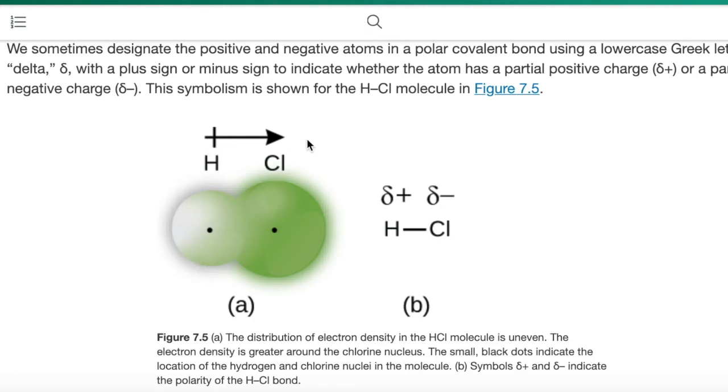You can draw an arrow pointing towards where the electrons are more likely to be found, and then with a little plus on the other end to show that there's an absence of electrons here. So this is also a very common way to show it. Another way is to use this lowercase delta, the Greek lowercase delta, meaning that there's a little bit of something. So there's a little bit of positive here and a little bit of negative here, not a full +1 or -1 charge, but a little bit of positivity on this end, a little bit of negativity on this end of the bond. So we call this a partial positive charge or partial negative charge.